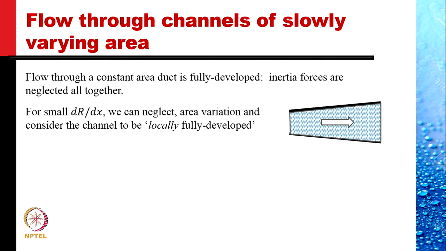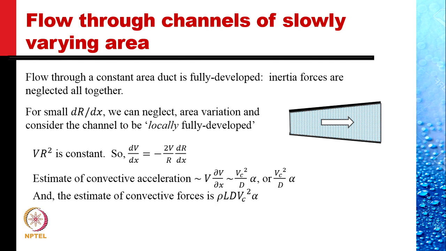If dr by dx is small, we can definitely neglect area variations and consider the channel flow to be locally fully developed. But how small should that dr by dx be for this to be considered small so that we can make this approximation? Let's find that out. Now, from the continuity equation, we get VA, velocity times the area, as constant, so that VR square, if R is the radius of the tube as a function of x, is constant, so that dV by dx is obtained as minus 2V by R dr by dx.